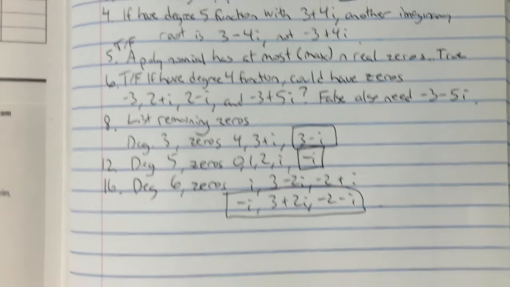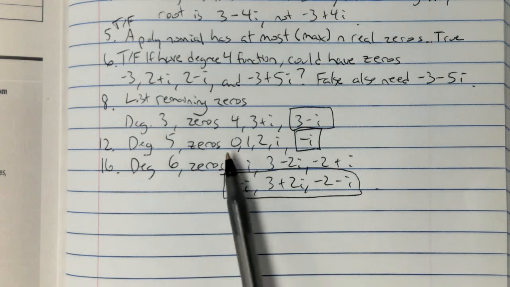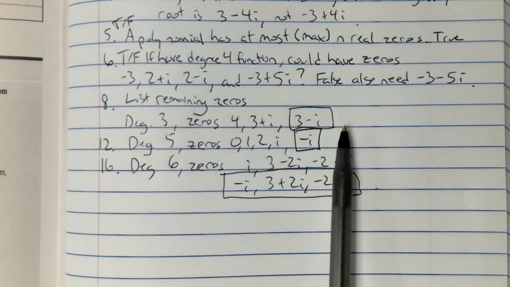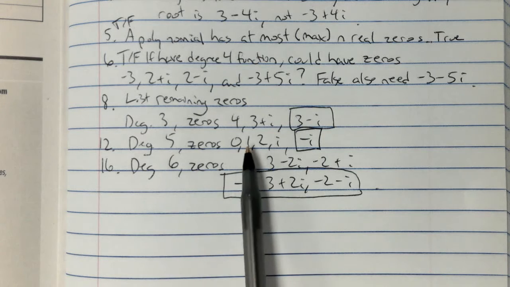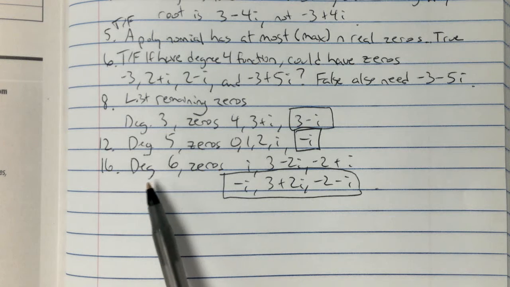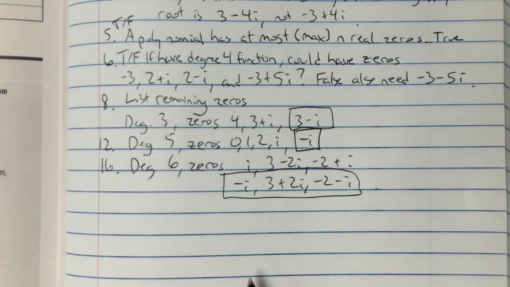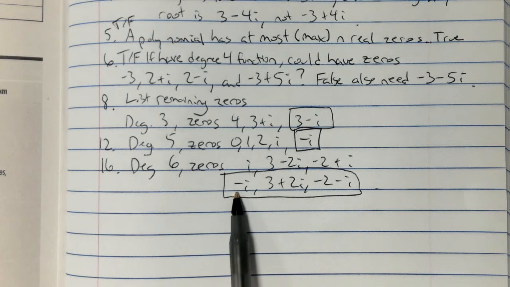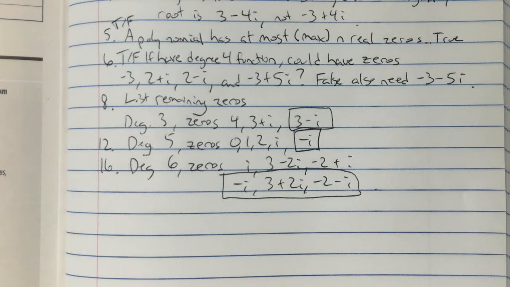And then you have a couple of easy ones as far as list the remaining zeros. This one's degree 3, and they tell you 4 and 3 plus i, so then you put 3 minus i. And then this one is degree 5 with 0, 1, 2, and i, so then you put negative i. This one's degree 6 with zeros i, 3 minus 2i, negative 2 plus i. And so then you just change this to be negative i, 3 plus 2i, and negative 2 minus i. Any questions on those? Okay. As a reminder, Math Excel is available.